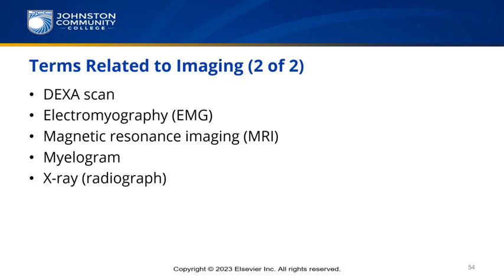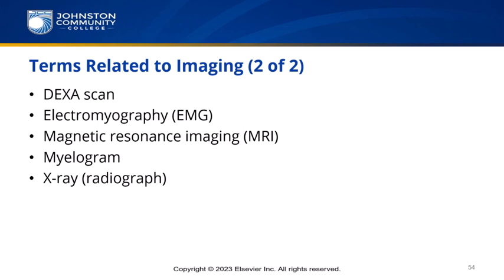Next, we're going to talk about DEXA scans, which stands for Dual Energy X-ray Absorptiometry, a procedure that measures the density of bone, especially at the hip and the spine. Other names for this procedure are a bone mineral density study and the abbreviation DXA. DEXA is an acronym that is pronounced DEXA. Next, we have electromyography. Electro means electricity, myo is muscle, and graphy, again, is the process of recording. This is the procedure that records the electrical activity of the muscles. The abbreviation is EMG.